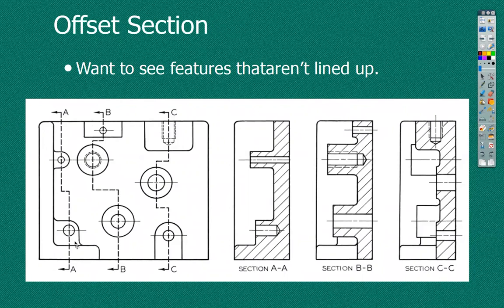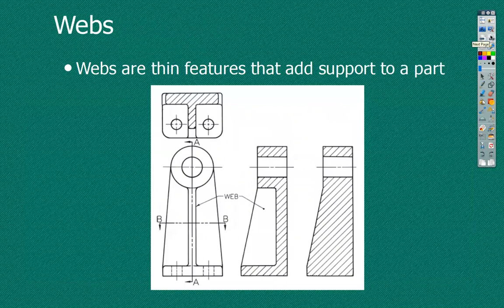So offset. So what types of sections do we have now? Offset, removed, revolved, half, and full, and broken out. So those are most of the types of sections. There's one more. When we have certain features that are supporting features, but we're cutting them in a way that doesn't offer support, we don't show the section lines.